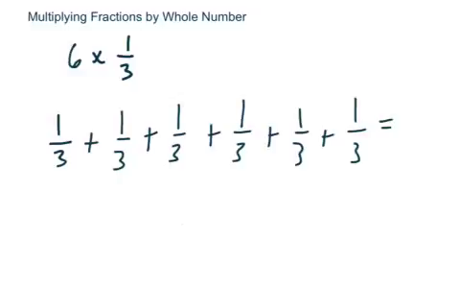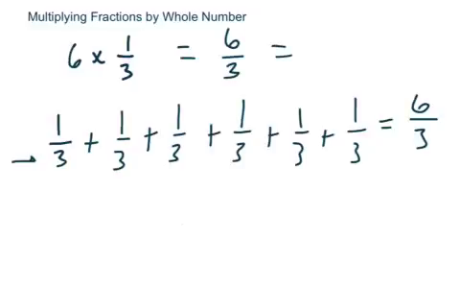So we have 1/3 plus 1/3 plus 1/3 plus 1/3 plus 1/3 plus 1/3. Since we all have common denominators, we can simply add up the numerators. 1 plus 1 is 2, 3, 4, 5, 6. We get 6/3. And so the answer here is 6/3.